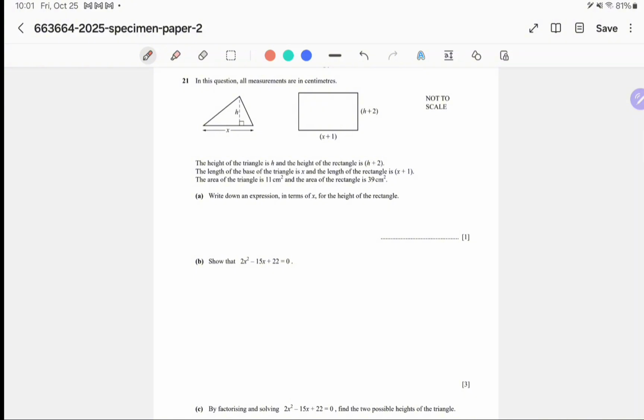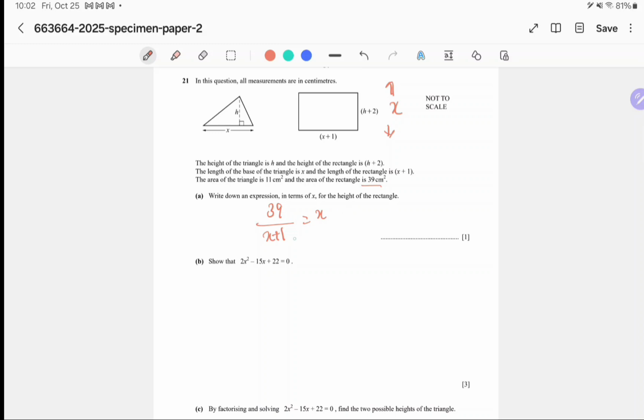So we know the formula. They are asking to write down an expression in terms of x for the height of the rectangle. So for the rectangle it is 39 centimeter square. Height should be multiplied by x plus 1, and directly we can get the answer. So 39 divided by x plus 1 will be your height. That's the answer for this question.